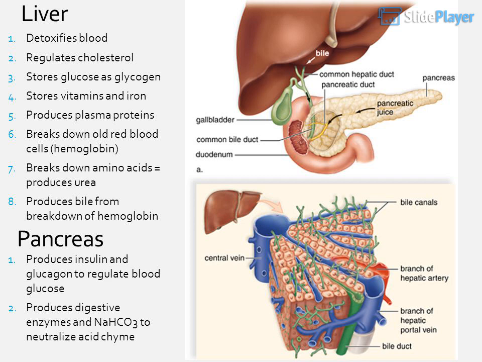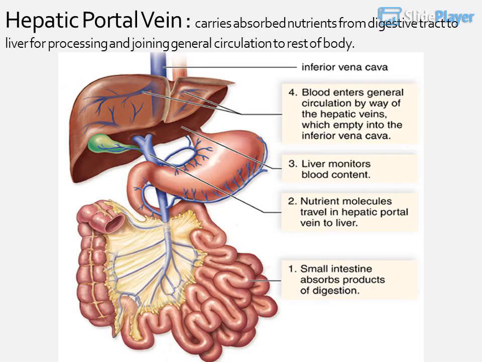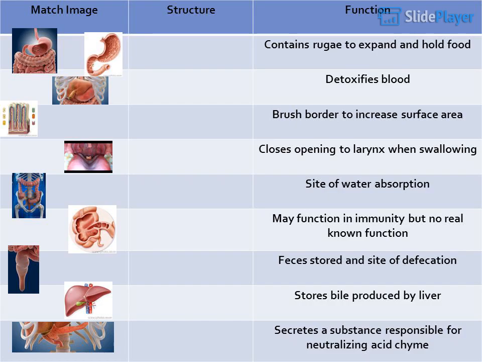Pancreas: produces insulin and glucagon to regulate blood glucose. Produces digestive enzymes and NaHCO3 to neutralize acid chyme. Hepatic portal vein carries absorbed nutrients from the digestive tract to the liver for processing and joining general circulation to the rest of the body.